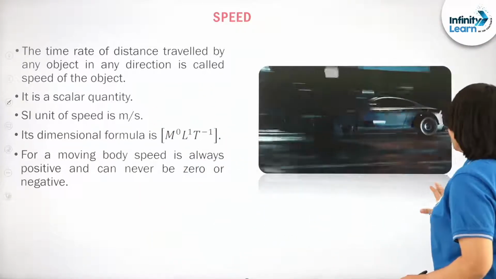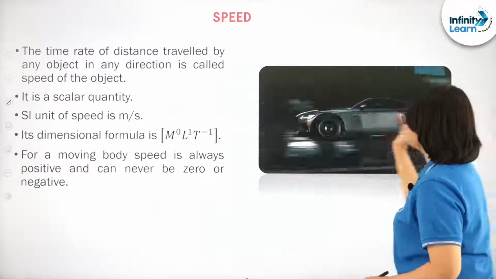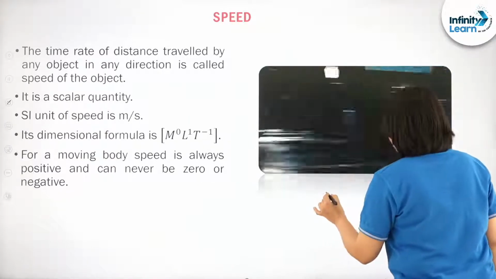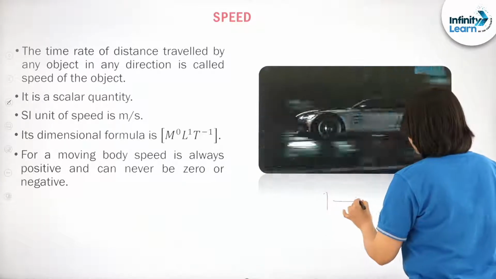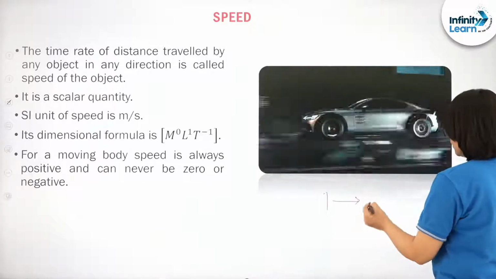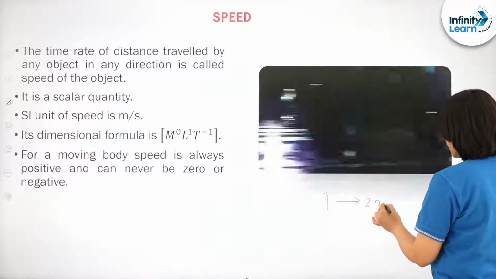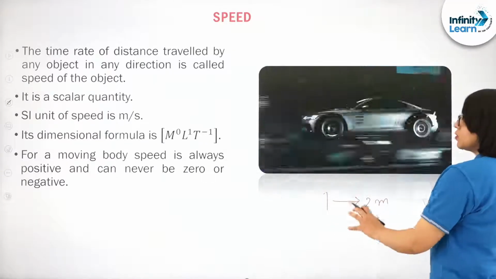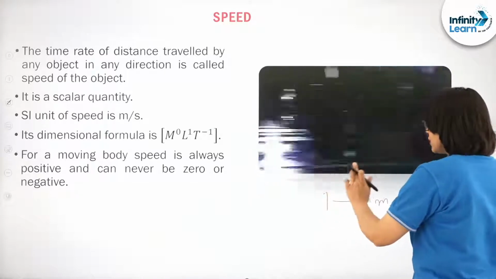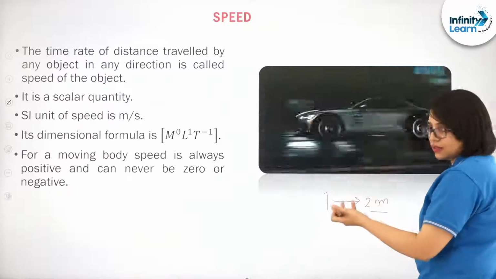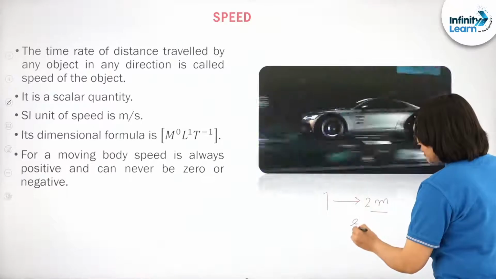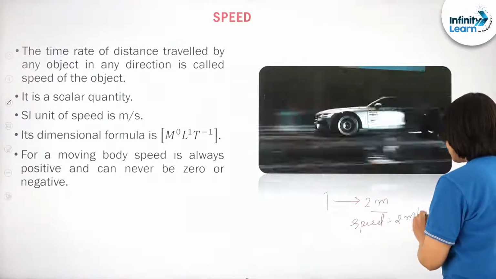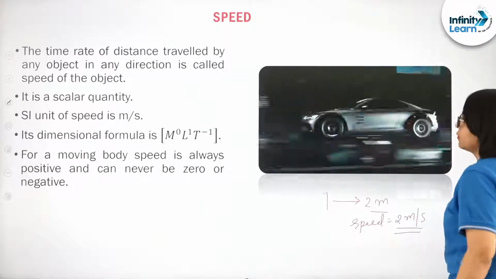So this car is moving in this direction, right? The distance covered by this car in 1 second will be, let's say, 2 meter. So basically this is nothing but the rate of change of distance. It is covering 2 meter in 1 second. So this is the speed of the car and that is equal to 2 meter per second, right?